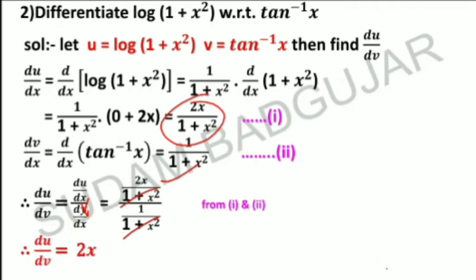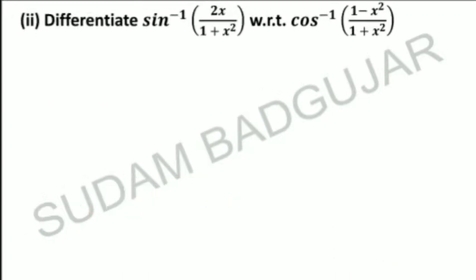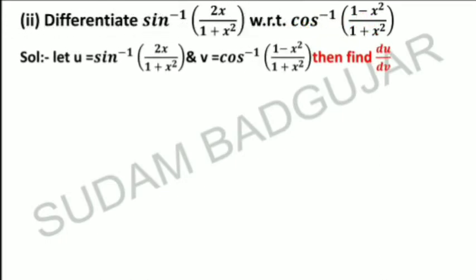That's it. Now question number 3. Differentiate sine inverse of 2x upon 1 plus x square with respect to cos inverse of 1 minus x square upon 1 plus x square. See, it is also the same form. Differentiate one function, whatever it may be, with respect to another function. So let u is equal to the first function and v is equal to the other function, then find du by dv.